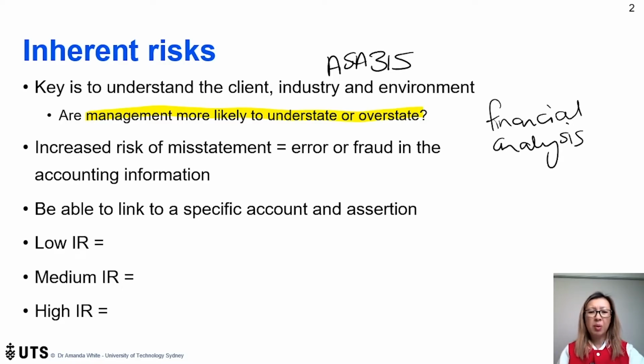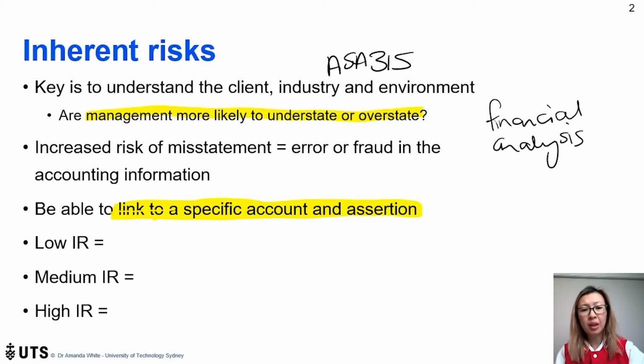Now, to figure out whether we do have a risk or whether we don't have a risk, remember that you need to be able to link that risk to a specific assertion and account. The exception to that rule is going concern. That's the only time in which you might say, oh, this doesn't link to a specific account, but you need to figure out what account is going to be misstated and what assertion is it likely to be understated or overstated.